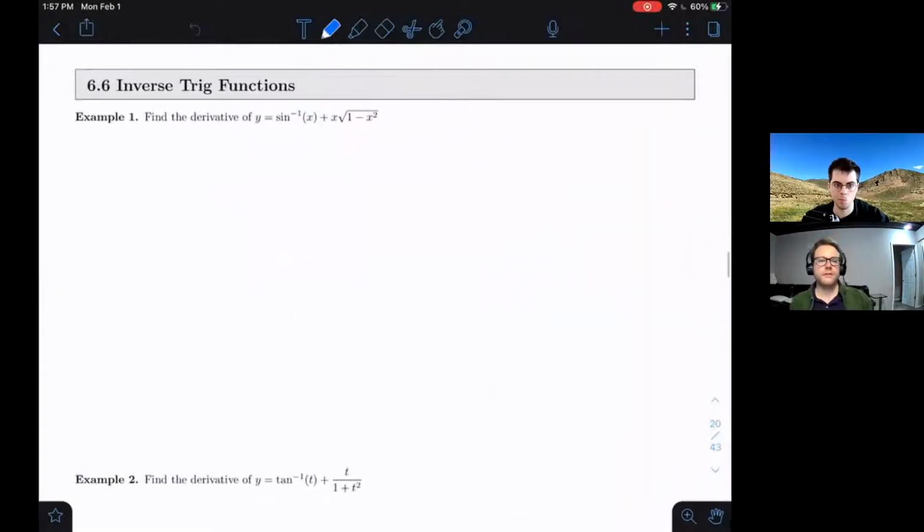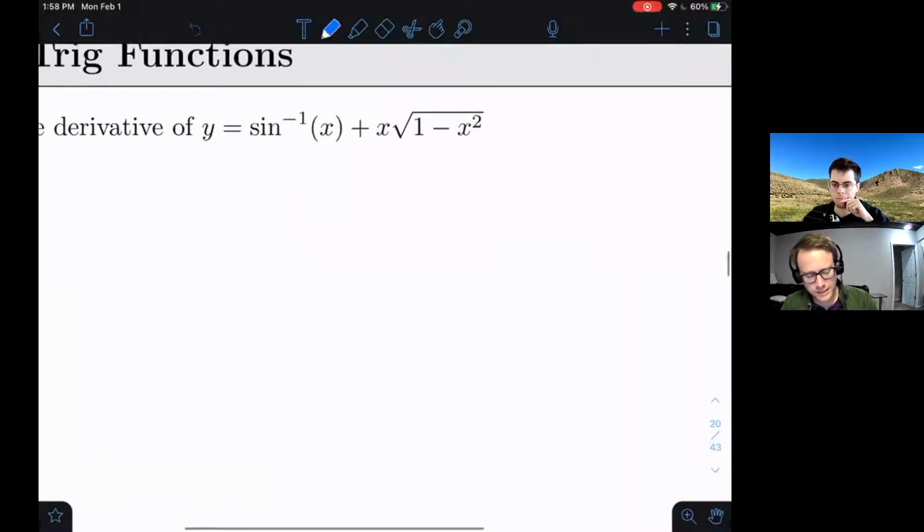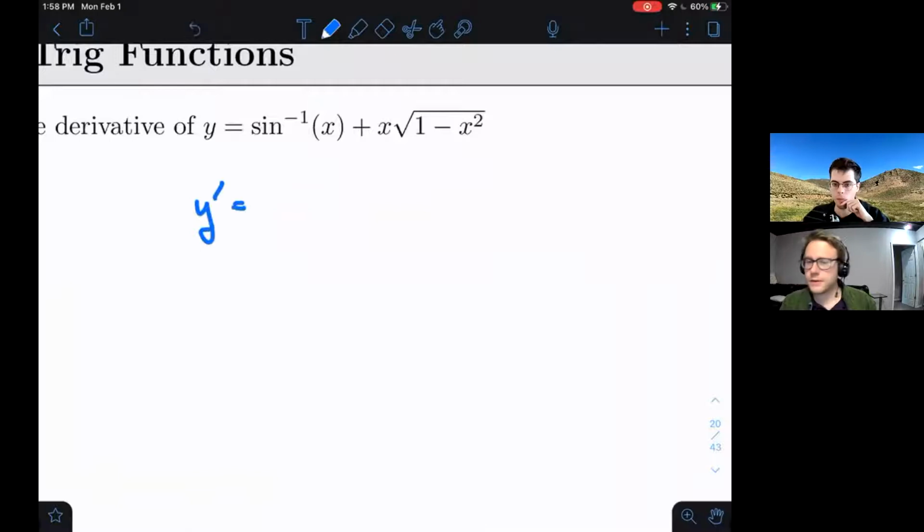So again, about inverse trig functions, we have a few that are just, hey, find the derivative of stuff. So you have to have the derivative formulas memorized, for sine inverse and for tangent inverse at the very least. I expect also probably cosine inverse. But here's an example problem. Find the derivative of this. It's nice. It tells you exactly what to do. No hidden wording or anything like this. So let's take the derivative.